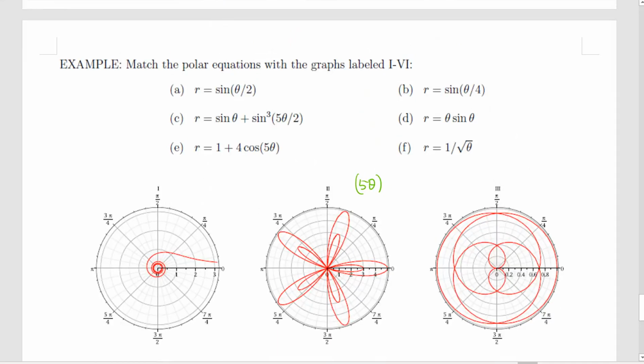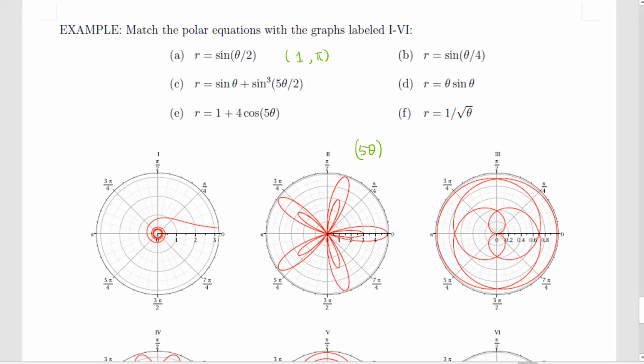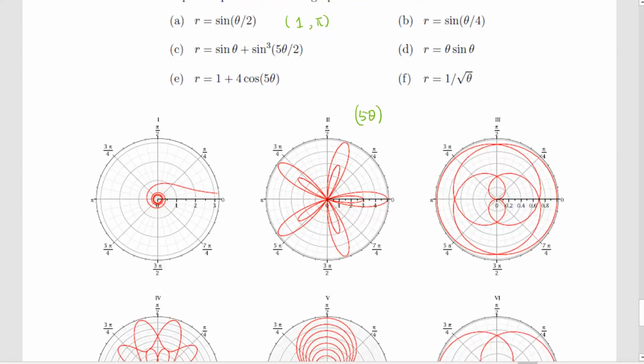Let's look at the first one. What does the first one tell us? When we plug in 0, we get 0. When we plug in pi, we get sine of pi over 2, which is 1. So it passes through the point (pi, 1). Let's see which graph passes through pi and 1. This is pi, where is 1? 1 is right here. Does it pass through this point? No, so not this one. Does it pass through this point? No, so not this one. Does it pass through this point? No, then not this one.